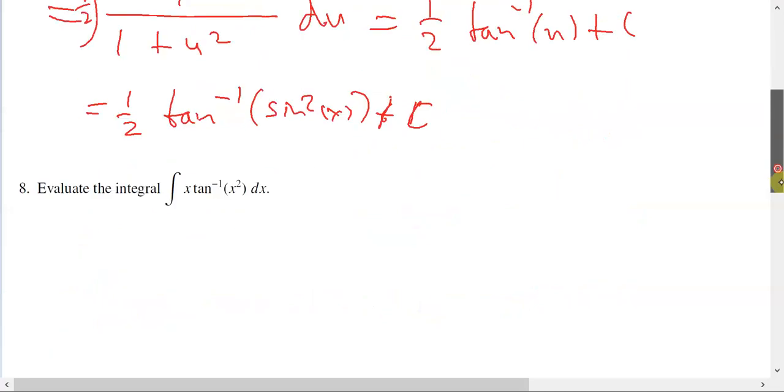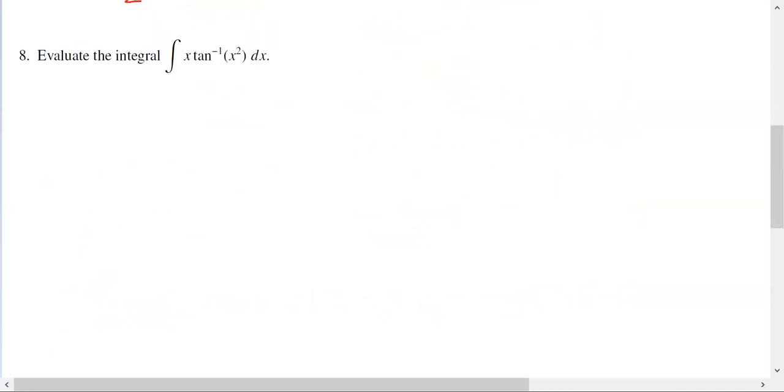All right, on this one, this one sort of jumps out at you as looking like an integration by parts problem, and it is. If there's ever a tangent inverse in your integrand, you're either going to have to substitute in for it or use integration by parts. And when you use integration by parts, it's going to be the one that you end up differentiating. So it's tangent inverse of x squared. And then I'll just guess that I'm going to put the x over here as my part that I'm going to integrate, my dv part.